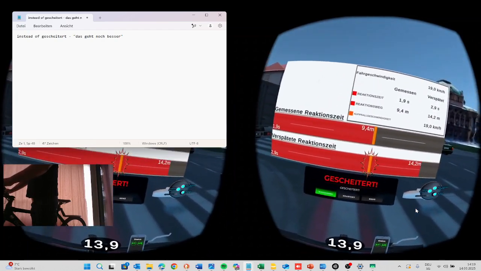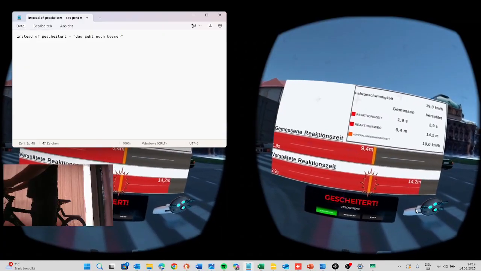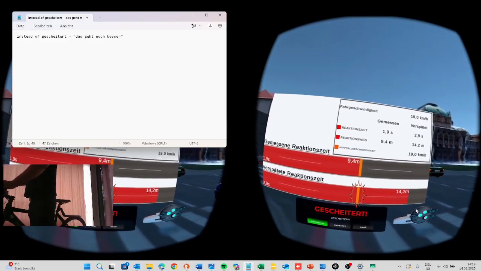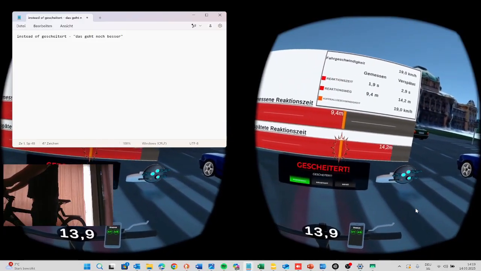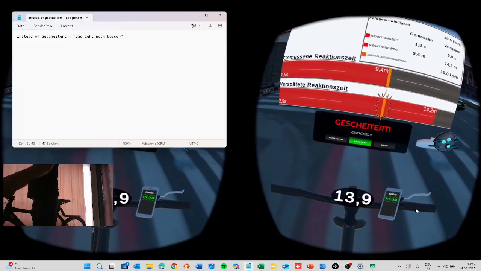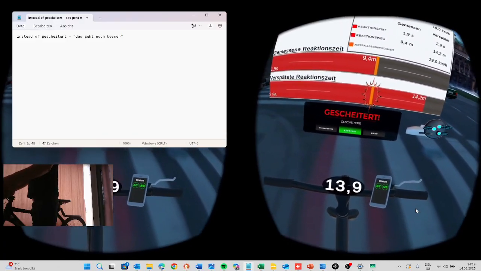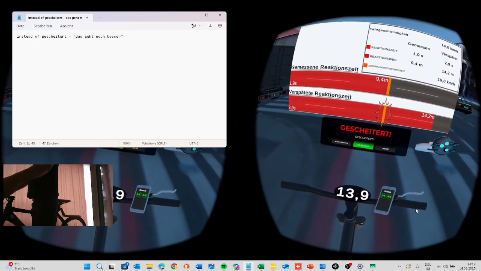But I also like how you did it, to not show the braking distance in this evaluation screen when there are no values like this. So that's very, very nice. Very, very nice. Okay. And I see the status AB. That's cool.